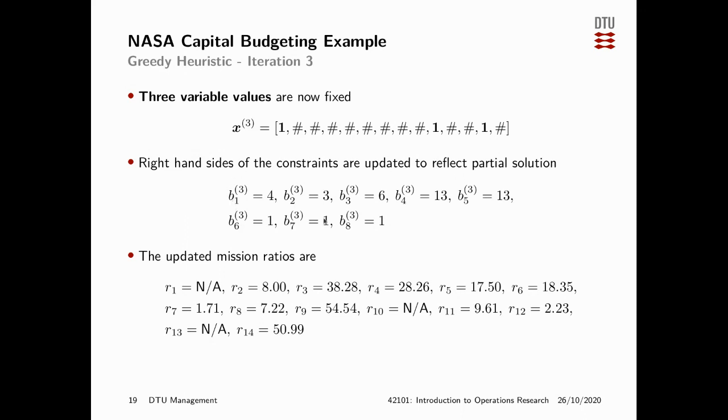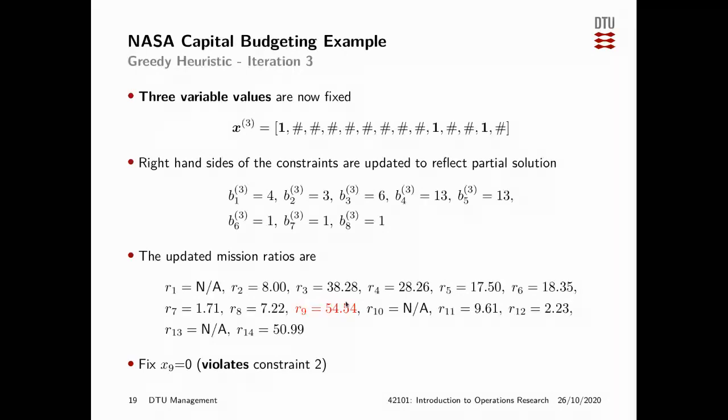We update the right-hand sides of our constraints. Sorry, I probably should have said earlier that the first 5 of these constraints are the budget constraints, and the next 3 constraints correspond to the incompatible missions. So one of these constraints, its right-hand side would decrease to 0 if I scheduled one of the incompatible missions. So now, based on this solution and these right-hand sides, I compute the new ratio, and I see that I want to select mission 9. It has the largest ratio, but there are not enough resources left to schedule mission 9.